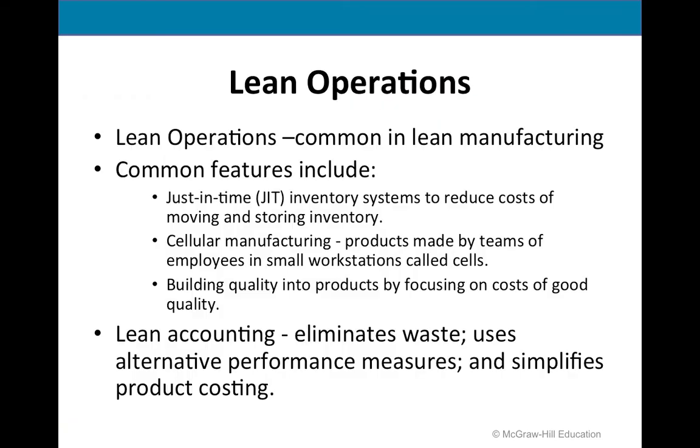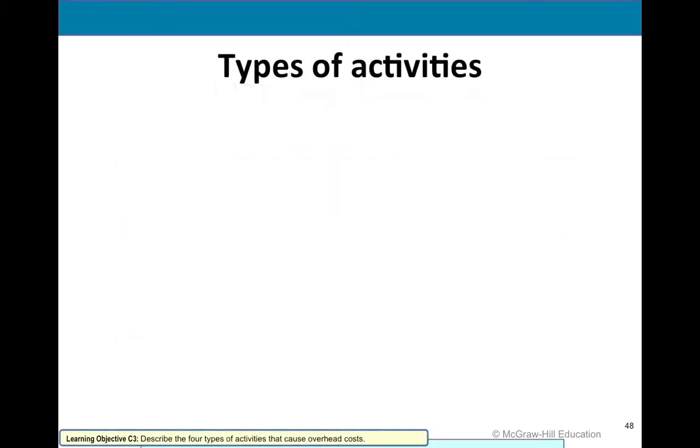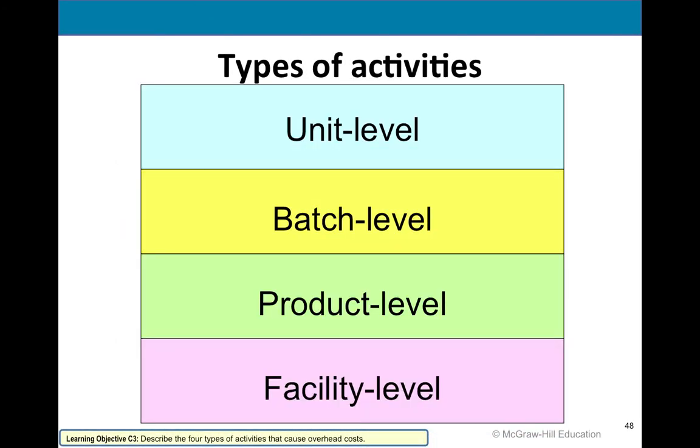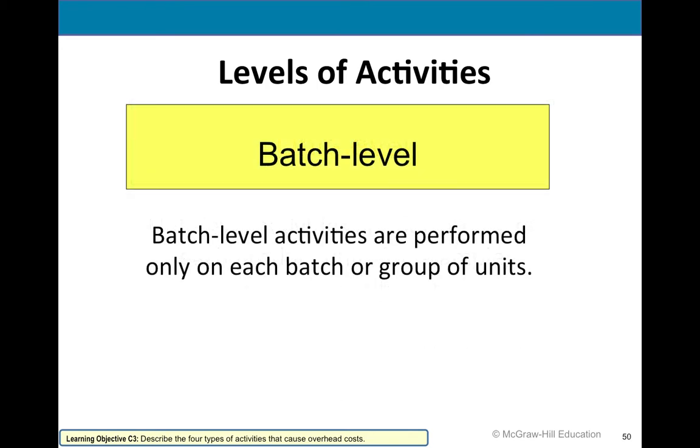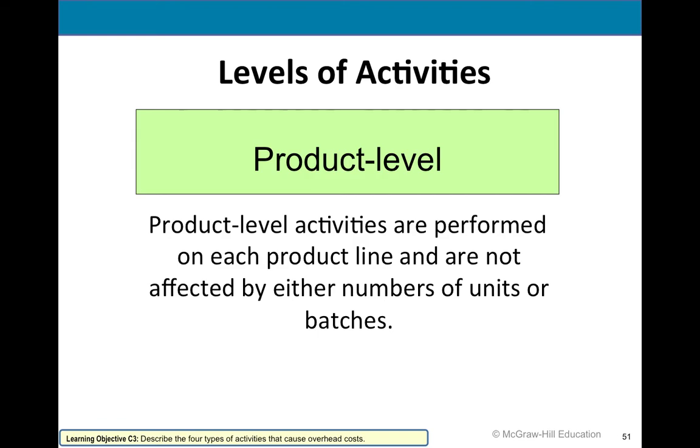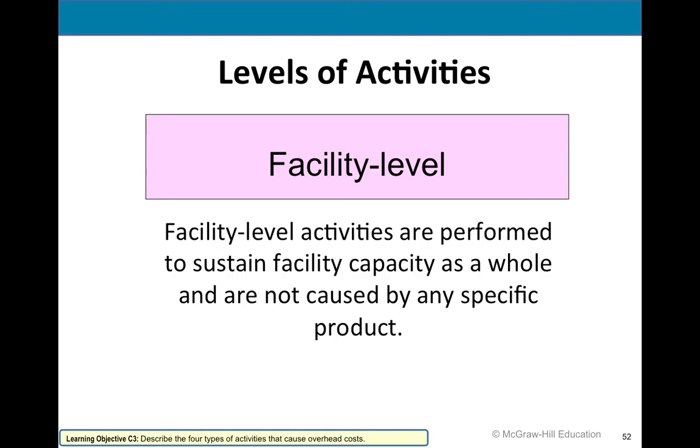Again, lean operations. Many people try to operate lean in manufacturing, eliminate waste, simplify costing. Activities cost overhead, different ones here, from unit level to batch. Unit level means it's for everyone, such as electricity, everyone's using it, not just one department or one area. Batch says, nope, we're making one big batch of products. And each product line is not affected by the number of units. Or the facility level, not caused by any specific product, but related to the same facility capacity.